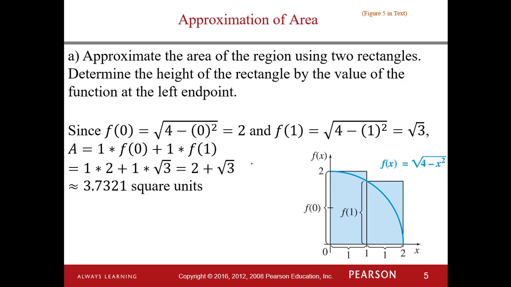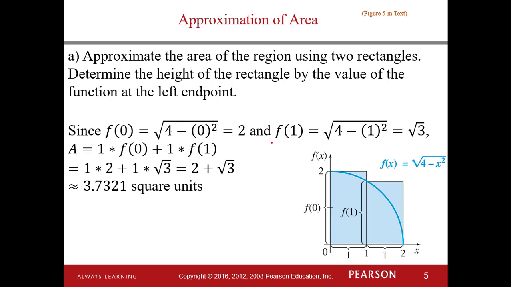And the first way we could approximate this is by using, in this case, two rectangles, where the height of the rectangle is the value of the function at the left endpoint. So, for example, this first rectangle would have height f of 0. The second one will be f of 1. We could calculate f of 0 to be 2, f of 1 to be the square root of 3. So the area multiplies, since the width of each of those rectangles is 1.